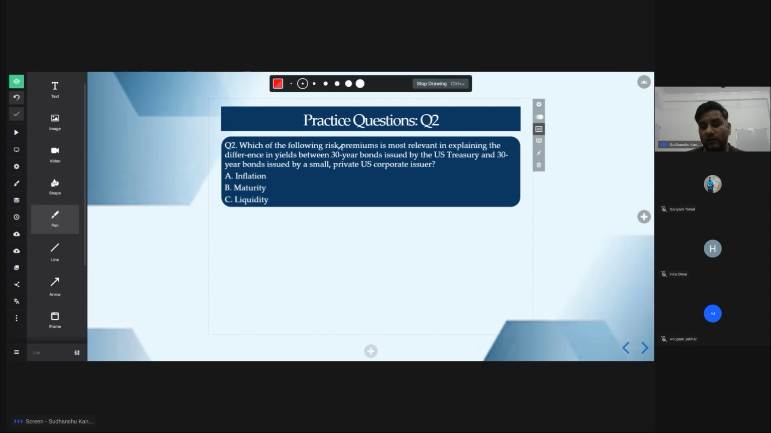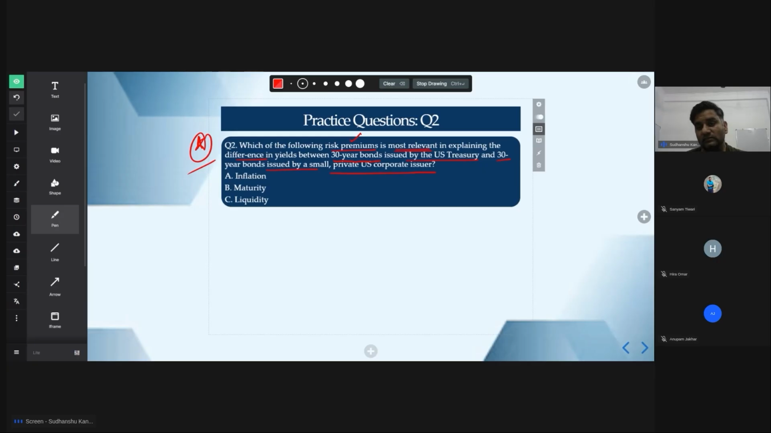Next one is, which of the following risk premiums is most relevant in explaining the difference in yields? Wow, this is what we discussed just now. Very interesting question, guys. These kinds of questions come in the exam. Which of the following risk premiums is most relevant for explaining the difference in yield between 30-year bonds issued by US Treasury and 30-year bonds issued by a small private US corporation, right? See, both bonds are 30-year, right?